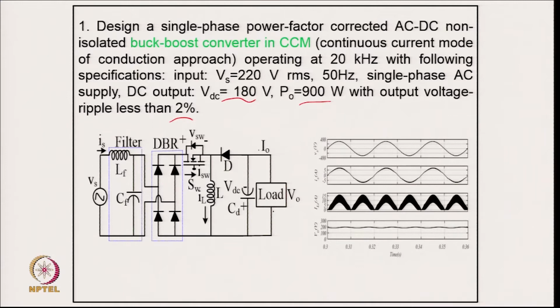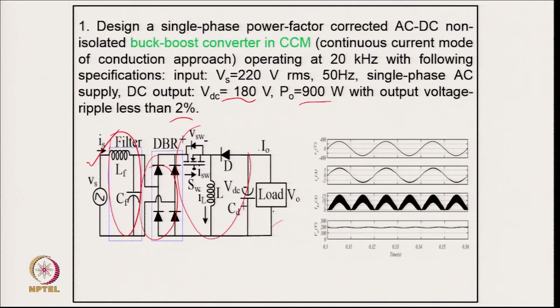So, this is the typical circuit that we have: an EMI filter, then a diode rectifier, followed by the buck boost converter, which is used for controlling the output voltage as well as for providing sinusoidal and unity power factor current at the supply.